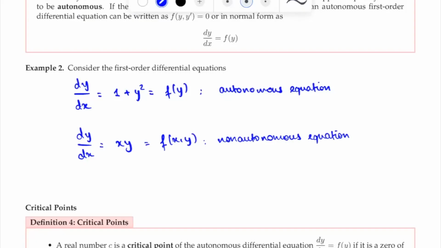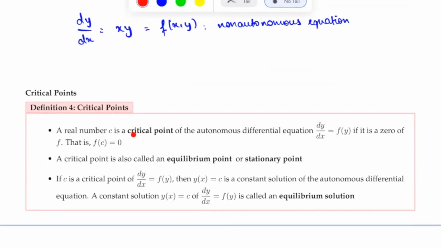Autonomous differential equations again help us identify critical points. So a real number c is a critical point of the autonomous differential equation of this form. Again, the right-hand side of an autonomous equation has no independent variable. If it is a zero of f, that is, if you substitute the critical number into the function f of y, then you get the solution to be equal to zero. So f of c equals zero.